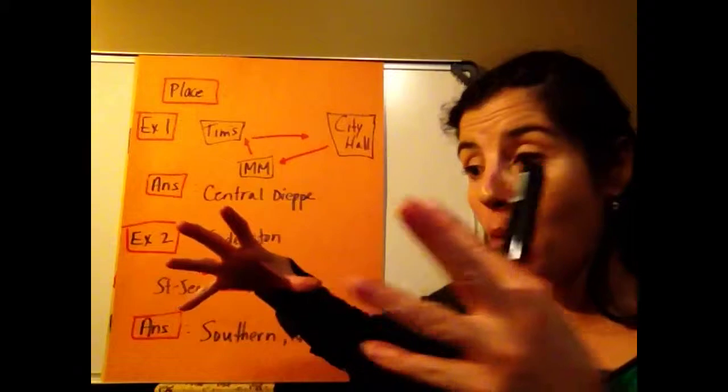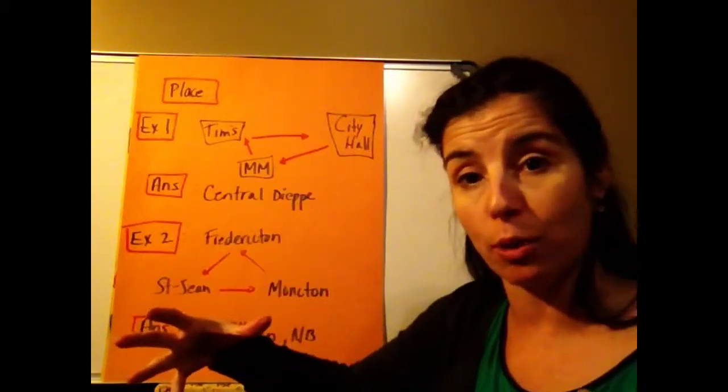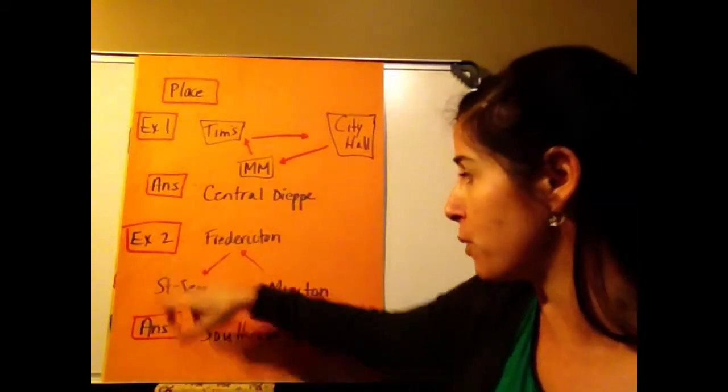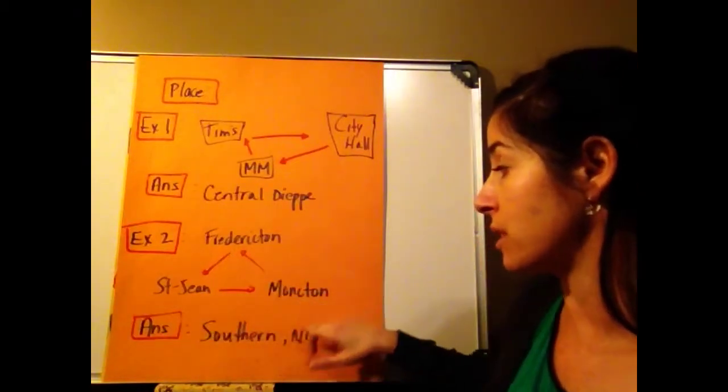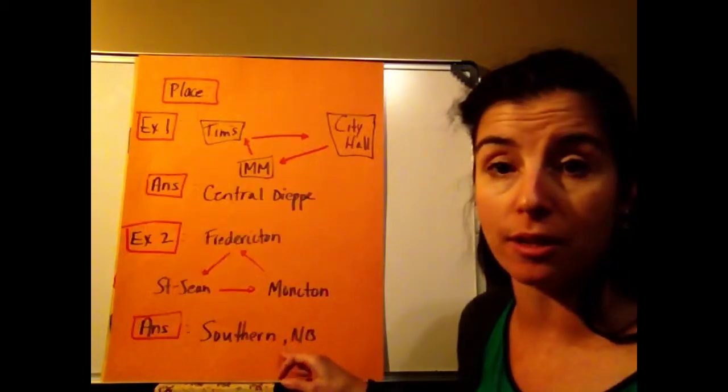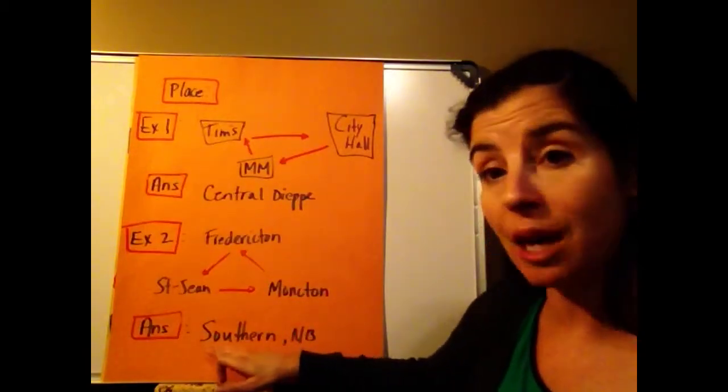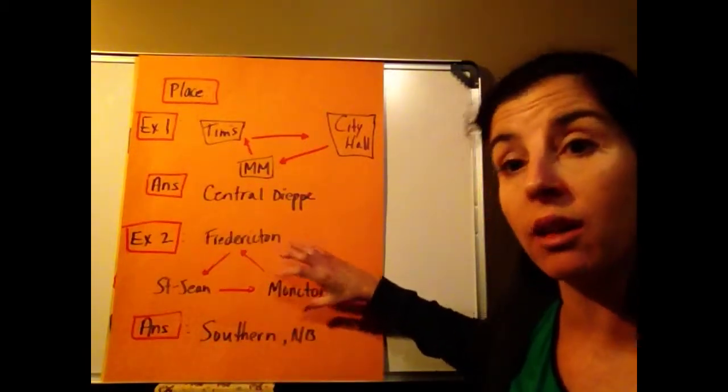So depending on how big the bubble is, that's where you have to englobe your answer. Another example would be I'm in Moncton. I go to Fredericton, then I go to St. John, and I return to Moncton. So the answer would be, what is the setting of the story? It would be southern New Brunswick, because it's the bottom chunk of this.